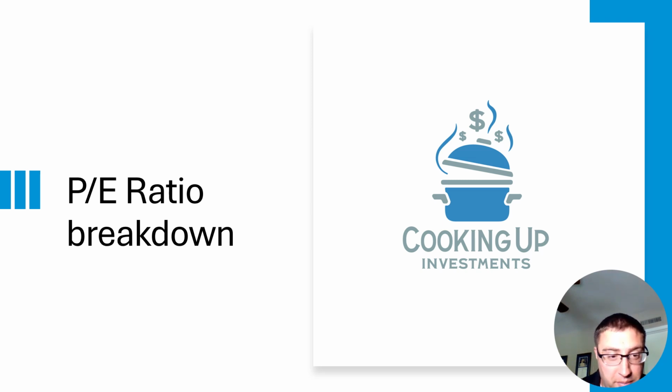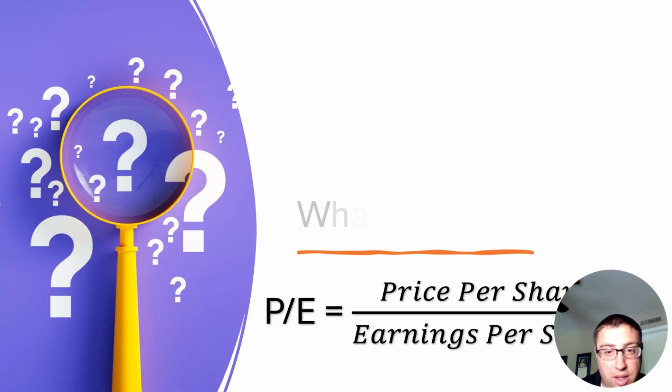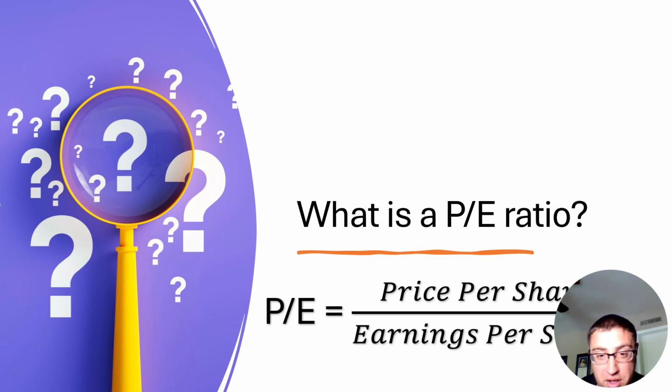So let's begin here. What is a PE ratio? PE ratio itself is the price per share over the earnings per share. Very, very simple. It's a ratio. But you have to understand the ratio and how it can help you.